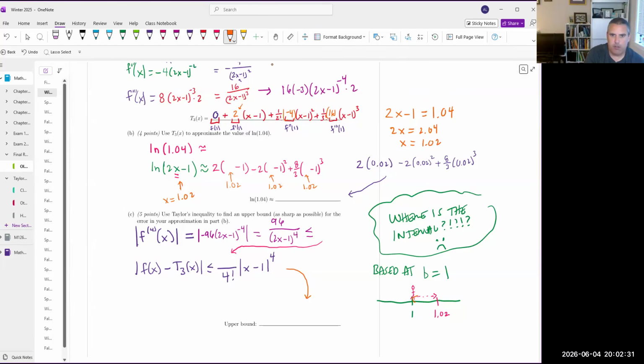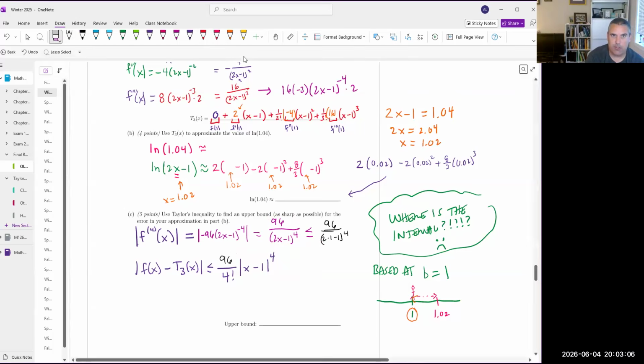Then you play this game: this will be biggest when the denominator is smallest, which would be when we plug in 1, which actually makes it nice. Very rarely does M come out nice in these problems, but this one does, because it's 96 over 2 times 1 minus 1 to the fourth, which is just 96. That's pretty big. The graph has a lot of curvature, but 4 factorial is pretty big too.